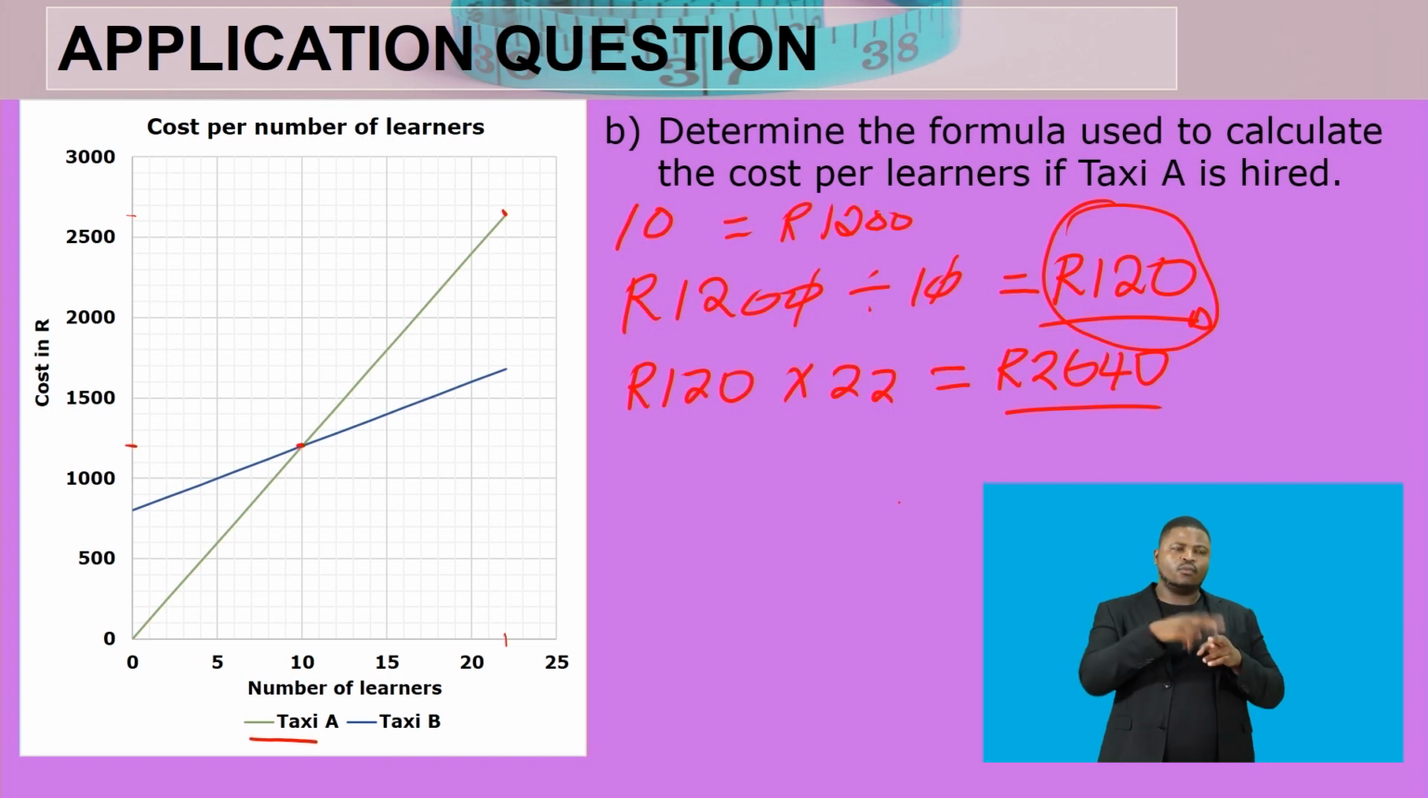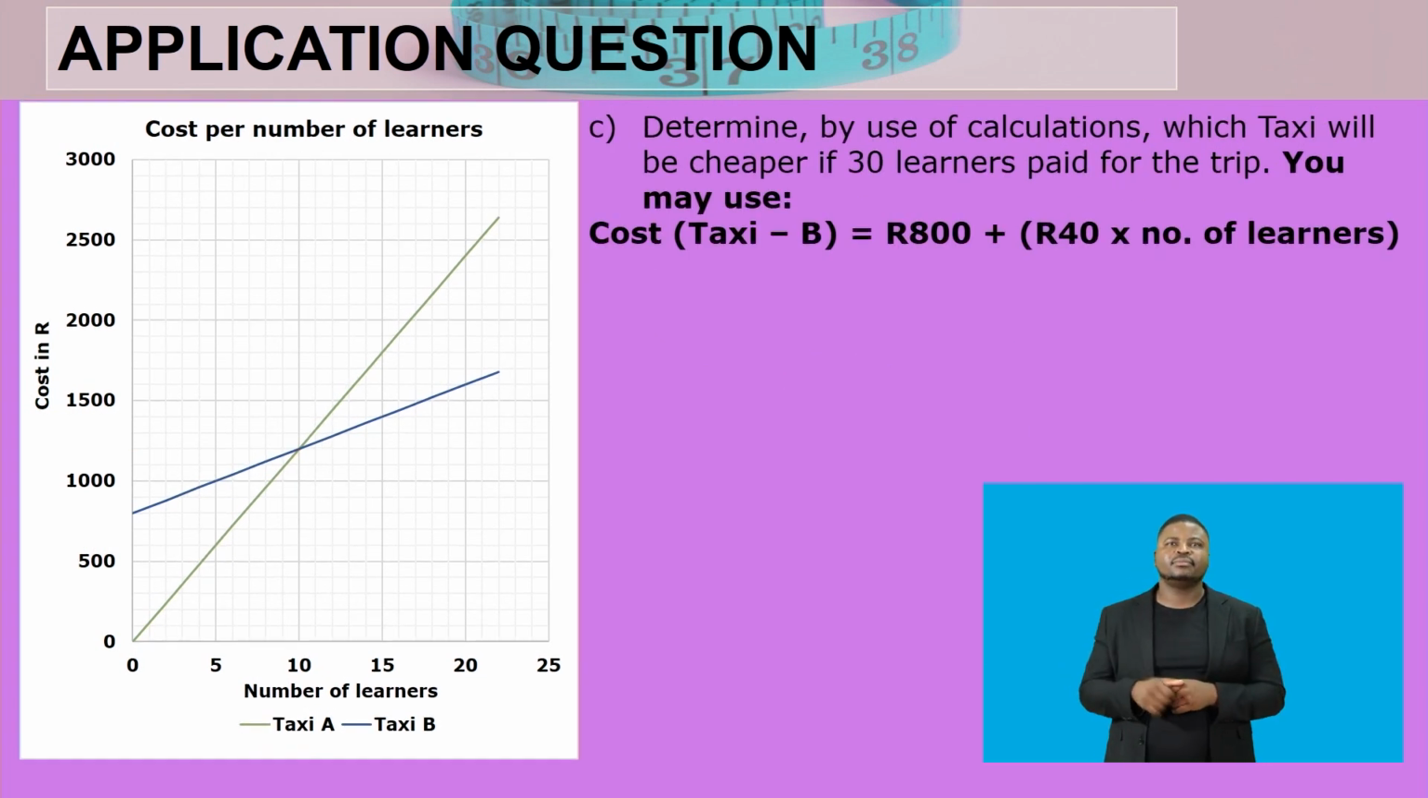So let's go to question C. Question C says, determine by use of calculations which taxi will be cheaper if 30 learners paid for this trip. You may use the following formula. We are given the formula for taxi B. It says that there's a fixed cost of 800 Rand plus 40 Rand for the number of learners traveling in that taxi. So we can start with taxi A.